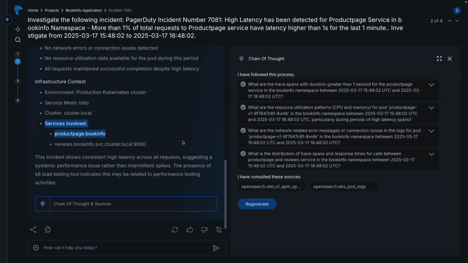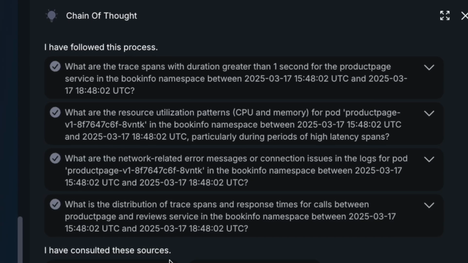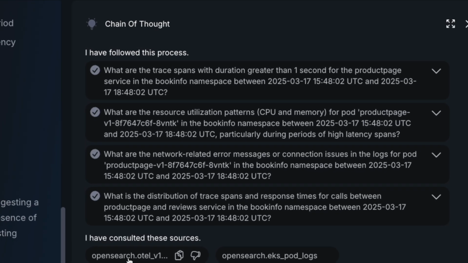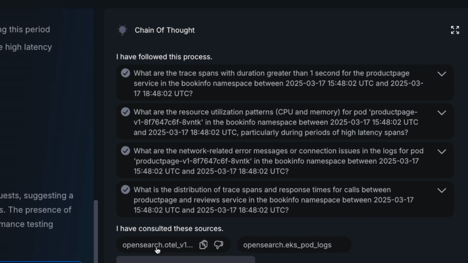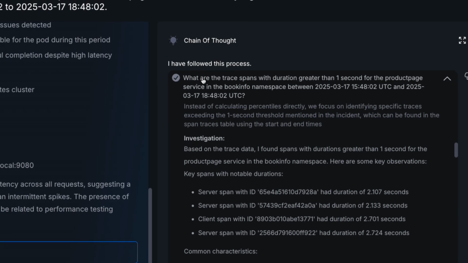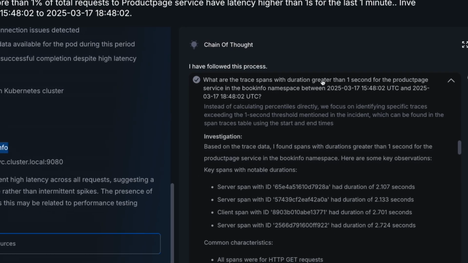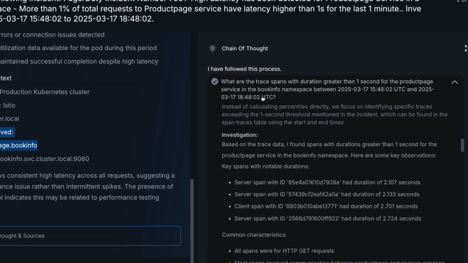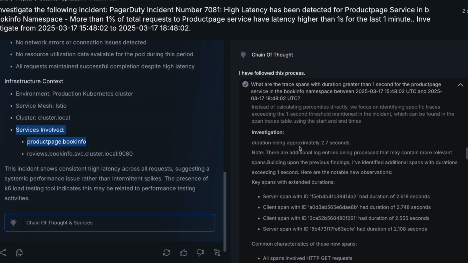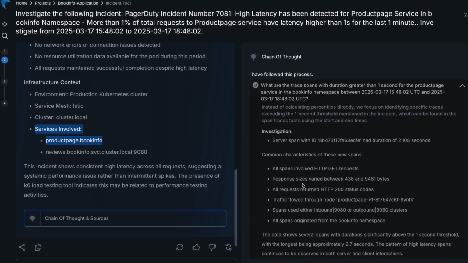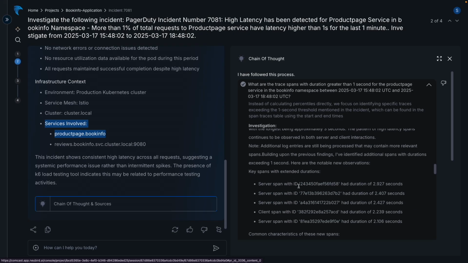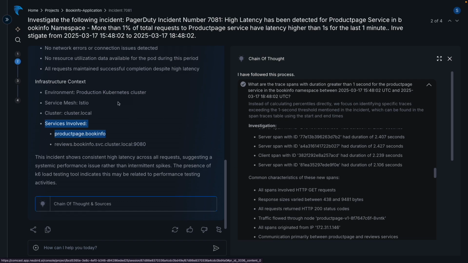But let's look at the chain of thought. So you see here that OpenSearch is being used by Hawkeye to first get the span traces, but also the pod logs. And so it's asking itself, what are the trace spans with duration greater than 1 second on the product page service in the Bookinfo namespace. So it's really doing a thorough analysis of all the spans available, response codes, etc., getting the information from OpenSearch and performing its analysis, right?